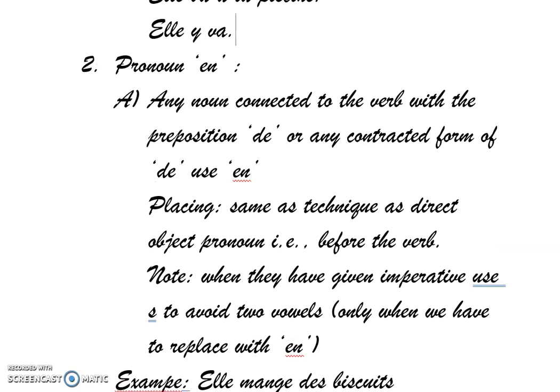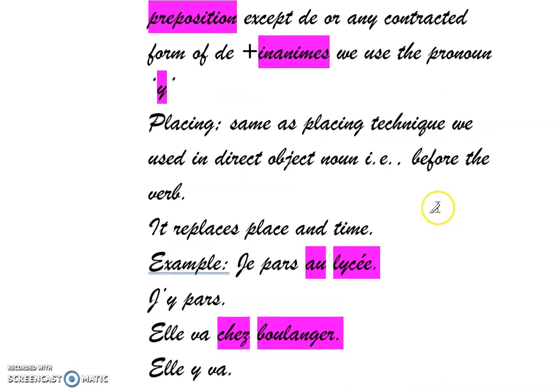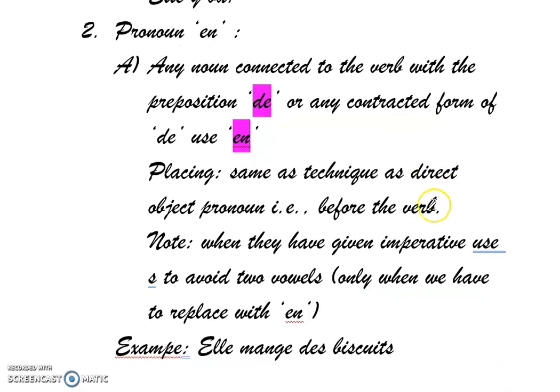Now we'll move on to the pronoun en. Now en can be divided into 3, or they have 3 rules for the pronoun en. Rule number 1 is any noun connected to the verb with the preposition the. They have specified what the preposition is, or any contracted form of the, use en. Now the placing, same as what we have done before, so you're already used to it. There is a note. When they have given imperative, use s to avoid 2 vowels. Only when we have to replace with en.